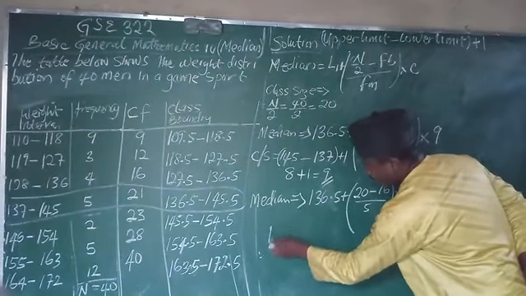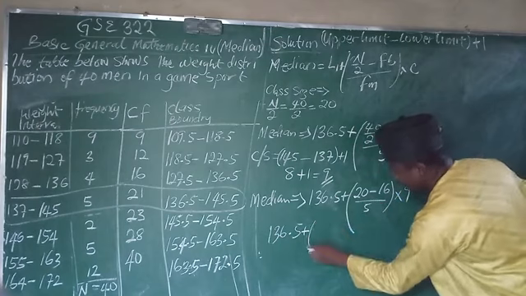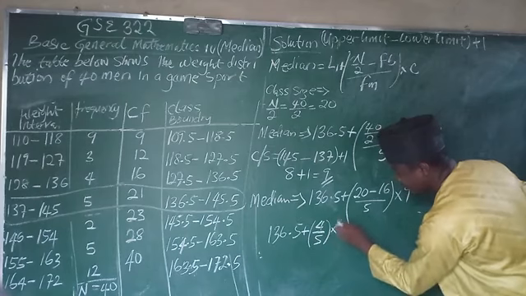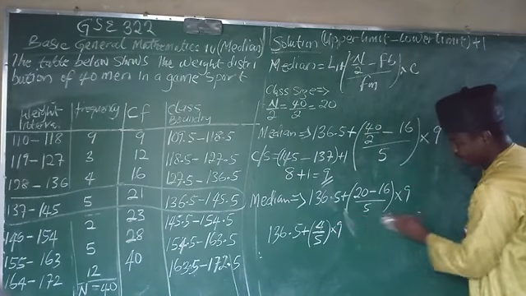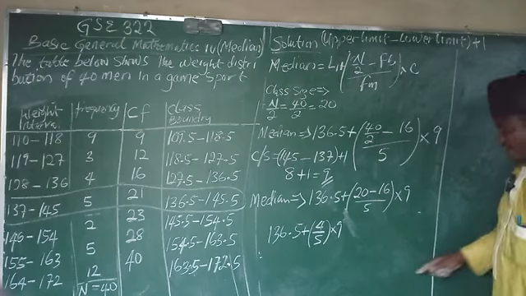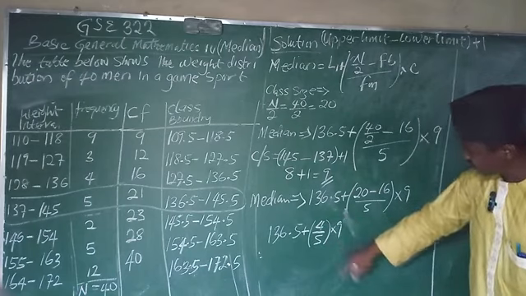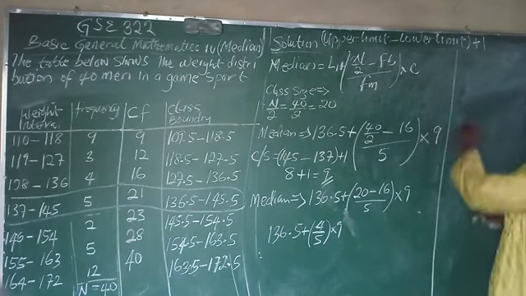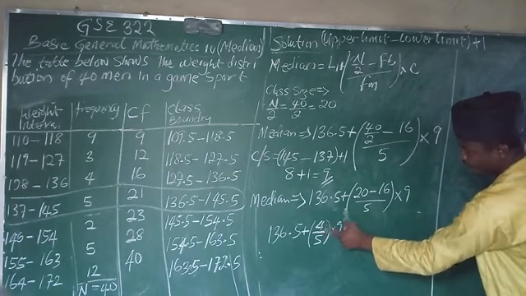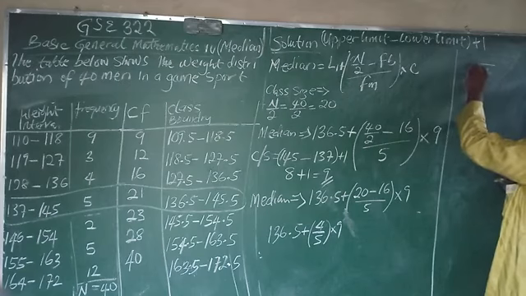Therefore, we have 136.5 plus, open bracket, 4/5 times 9. Now, we could use a calculator to divide this in order to save time, but it's not going to waste time, so we do it manually, by long division. We divide 4 by 5. We write our 4 inside and 5 outside.